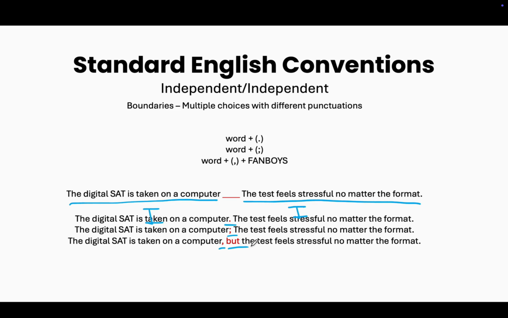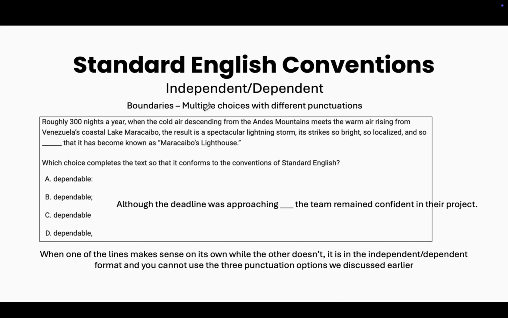However, if only one side makes sense on its own, then you cannot use a period, semicolon, or a comma plus FANBOYS. For example, "Although the deadline was approaching," did you see? I felt like something was missing, something was supposed to come afterwards. So when something does not make sense on its own, then it is dependent. What about the line after? It says "the team remained confident in their project." This makes sense on its own and it's fine. However, this means that the question is in the independent-dependent format. So one of them makes sense on its own while the other does not. For this specific example, the correct choice would be a comma.